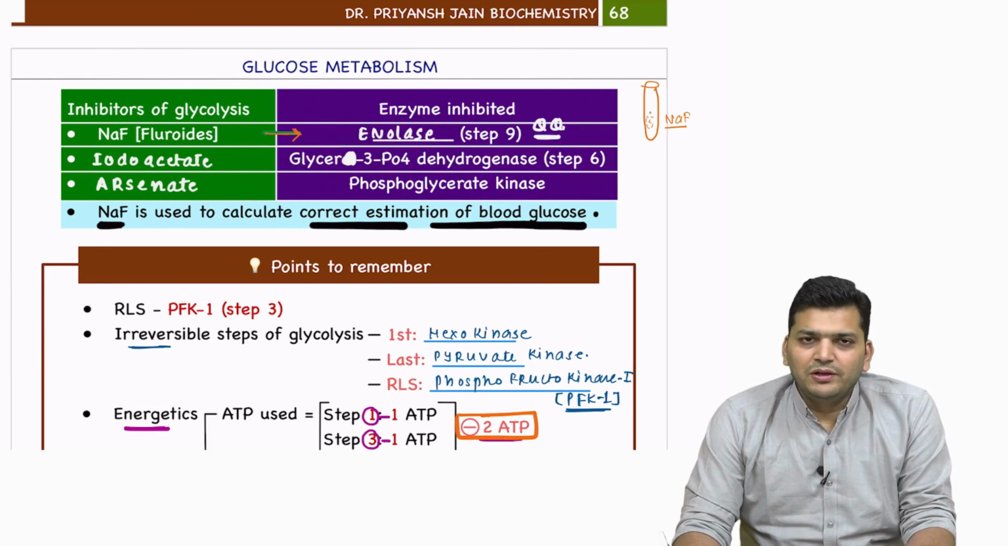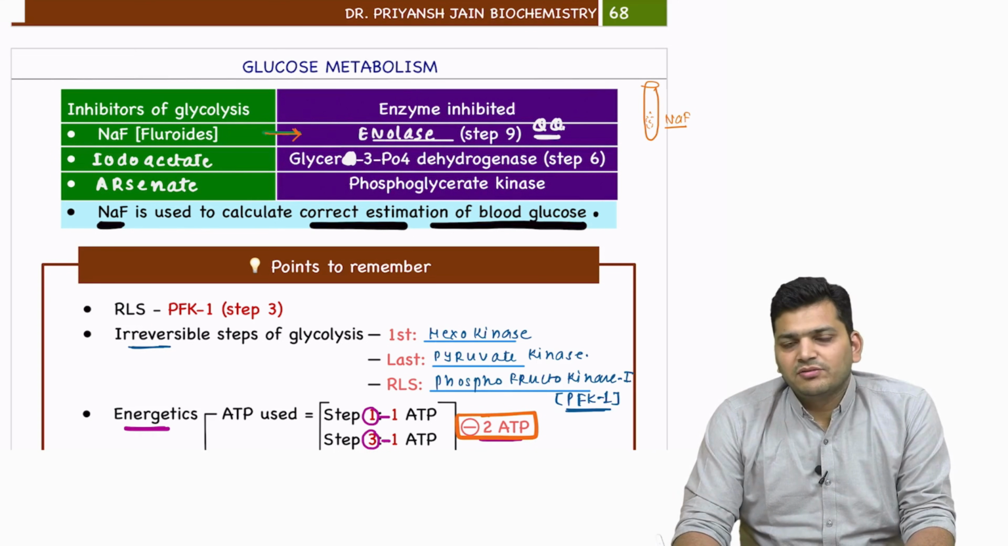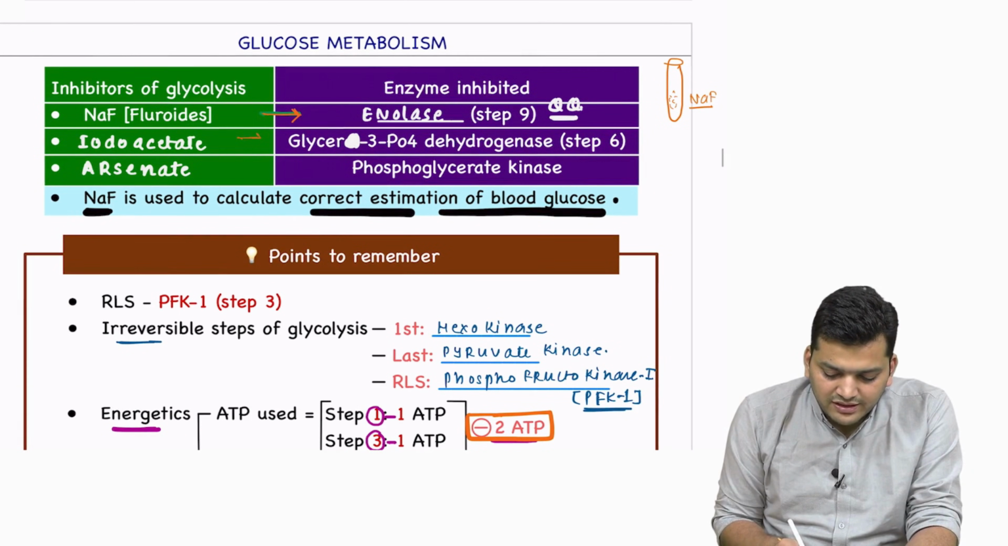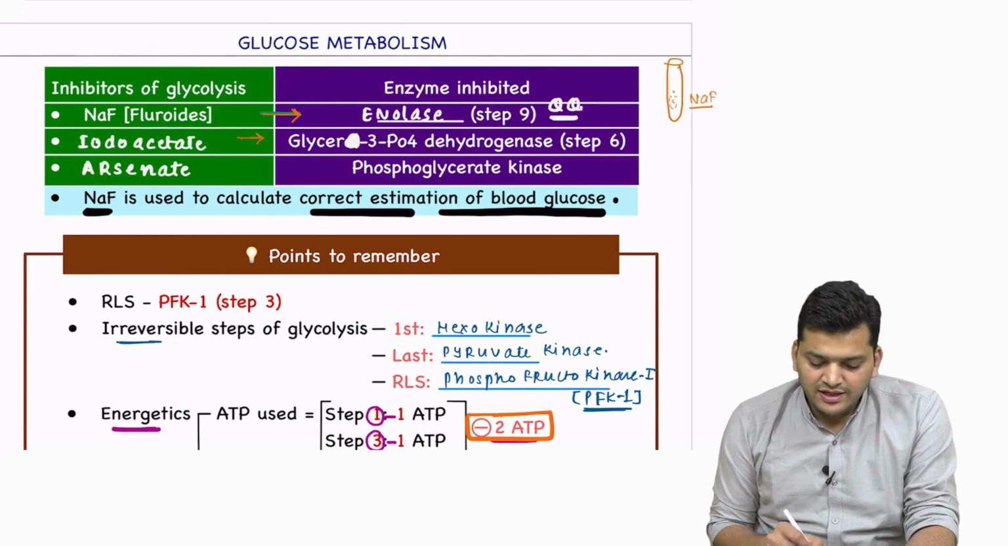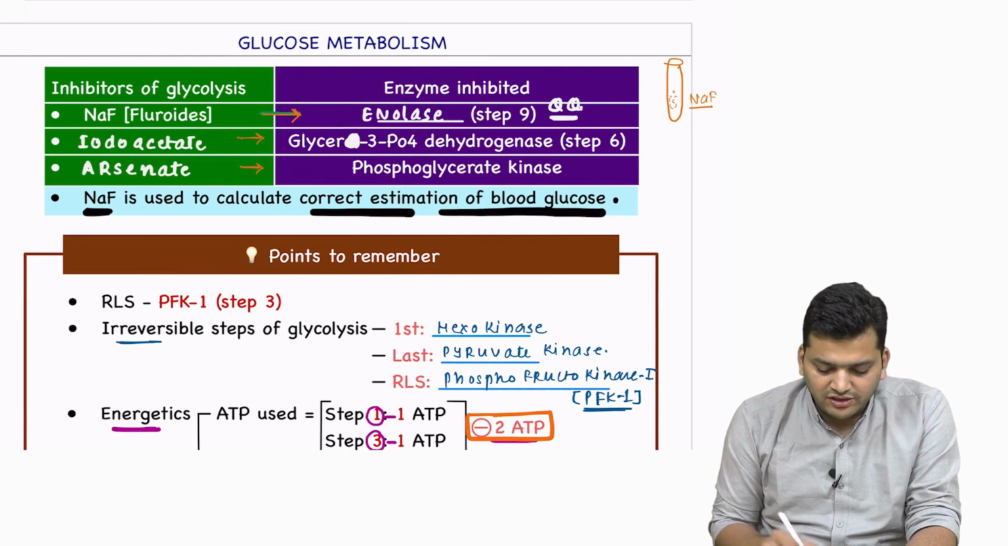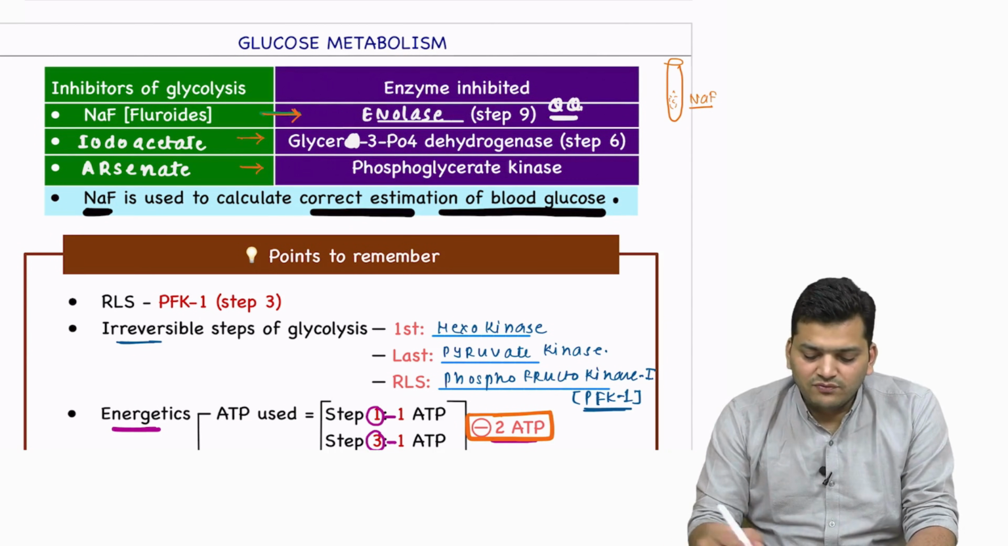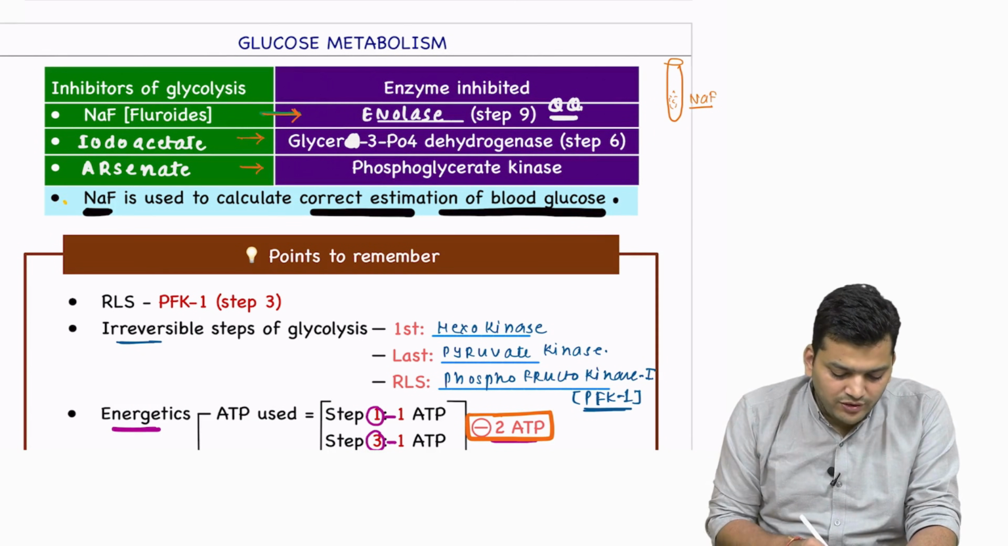So what we will do, we will add the sodium fluoride, so the glycolysis will not happen by inhibiting the enolase enzyme. Then there are some other toxins. Iodoacetate can inhibit the glyceraldehyde 3-phosphate dehydrogenase, and arsenate can inhibit the phosphoglycerate kinase. But they are not clinically used, so they are not much asked. What is much asked is going to be the sodium fluoride, which is going to be inhibiting the enolase.